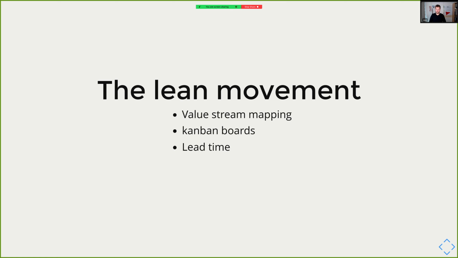From the Lean movement, we got techniques such as value stream mapping, Kanban boards, and lead time. Lean has its roots in the Toyota production system in the 1980s. Lean principles focus on how to create value for the customer by creating constancy of purpose, embracing scientific thinking, creating flow and pull, and ensuring quality at the source, leading with humility and respecting every individual. So here it's a lot about a good and safe work environment, which is very important in DevOps as well.